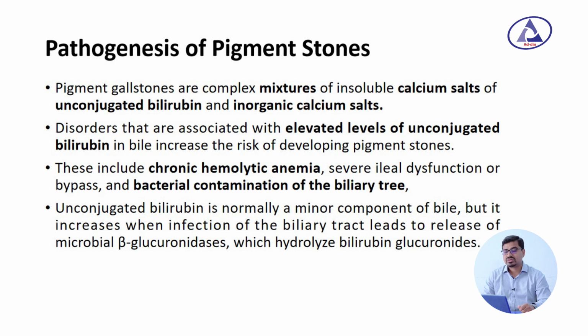Pathogenesis of pigment stones. Pigment gallstones are complex mixtures of insoluble calcium salts of unconjugated bilirubin and inorganic calcium salts. Disorders associated with elevated levels of unconjugated bilirubin include chronic hemolytic anemia, severe ileal dysfunction or bypass, and bacterial contamination of the biliary tree. Unconjugated bilirubin is normally a minor component of bile, but it increases when infection of the biliary tract leads to release of microbial beta glucuronidase, which hydrolyzes bilirubin glucuronides.